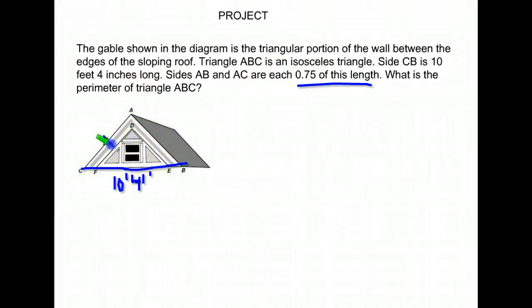Well, this should be fairly simple. This is an isosceles triangle, so whatever AB and AC are, they're the same. But I have to find their length. So what I'm going to do first is change this 10 feet 4 inches into all inches so that I can actually multiply by 0.75. To do that, how many inches are in a foot?